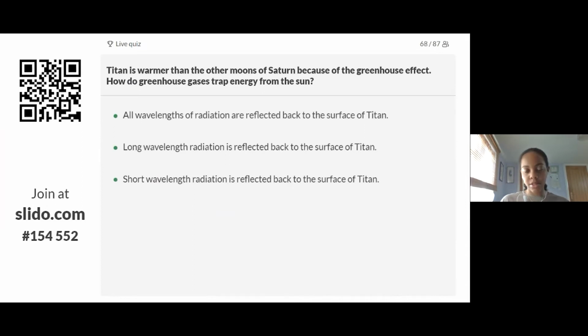Right, 30 more seconds, guys. Is it all wavelengths of radiation, long wavelength radiation, or short wavelength radiation? 15 more seconds. 5, 4, 3, 2, 1, 0.